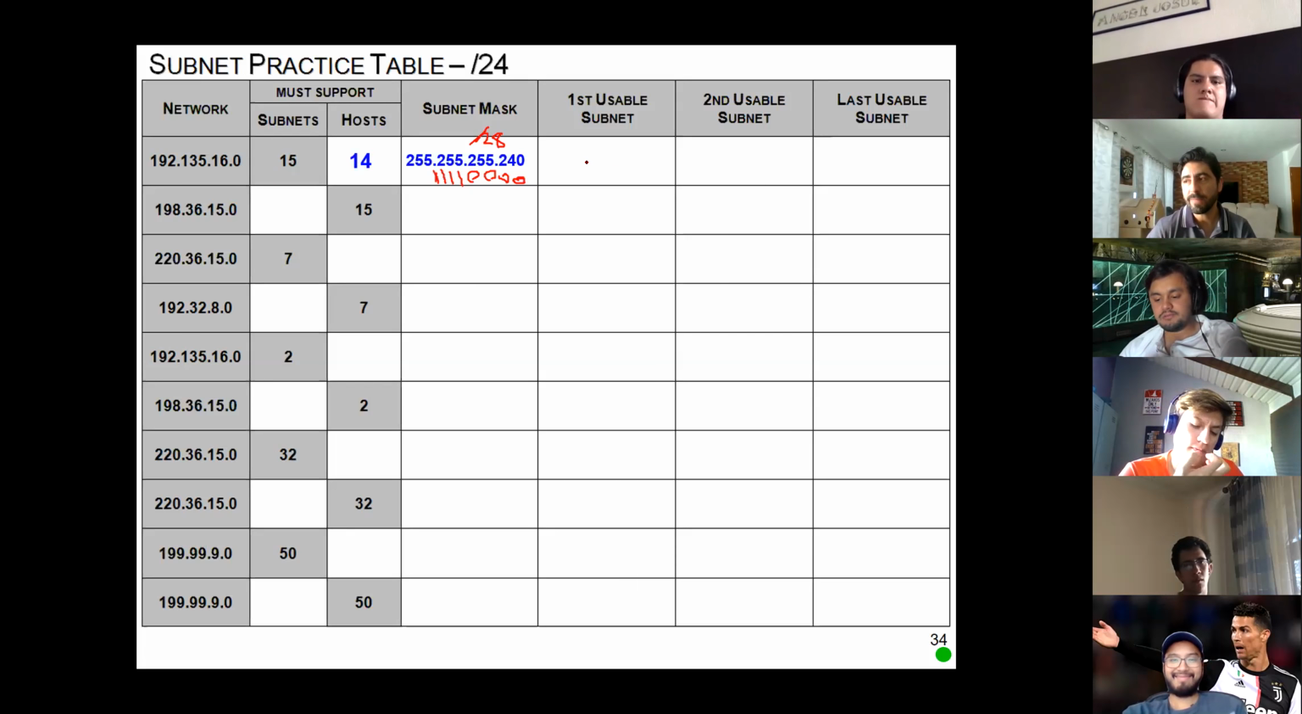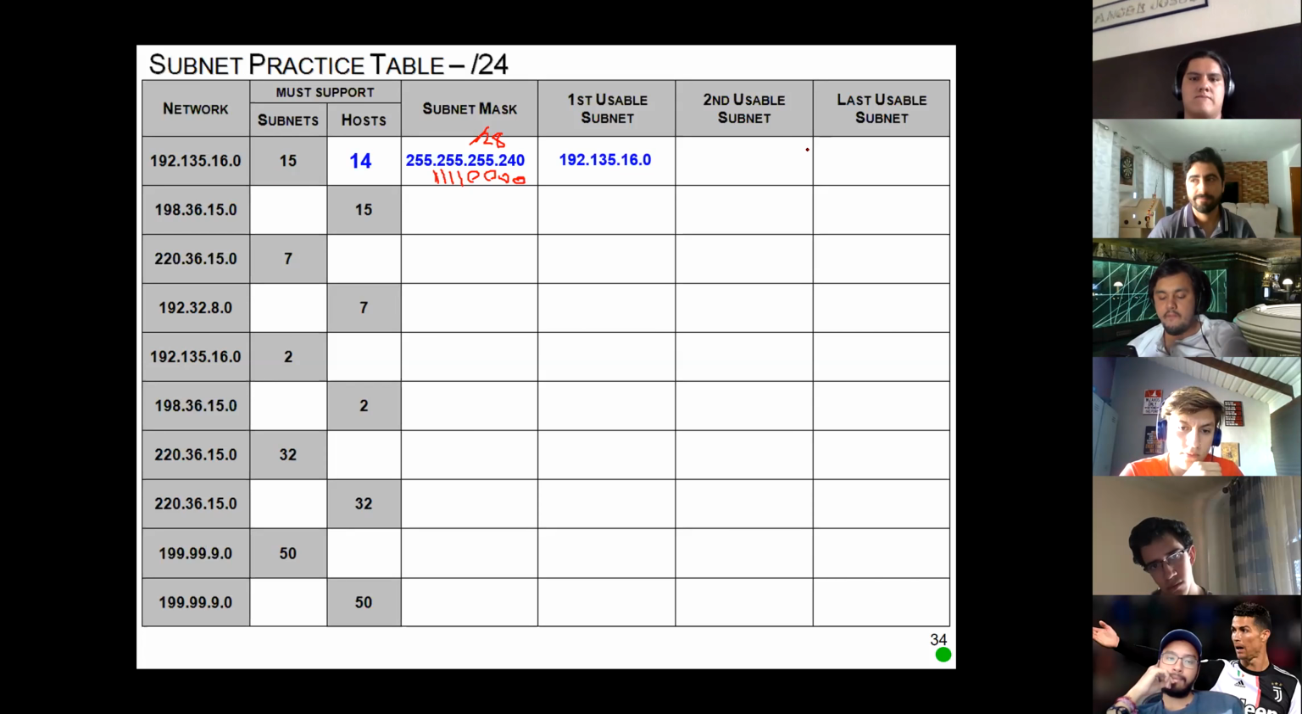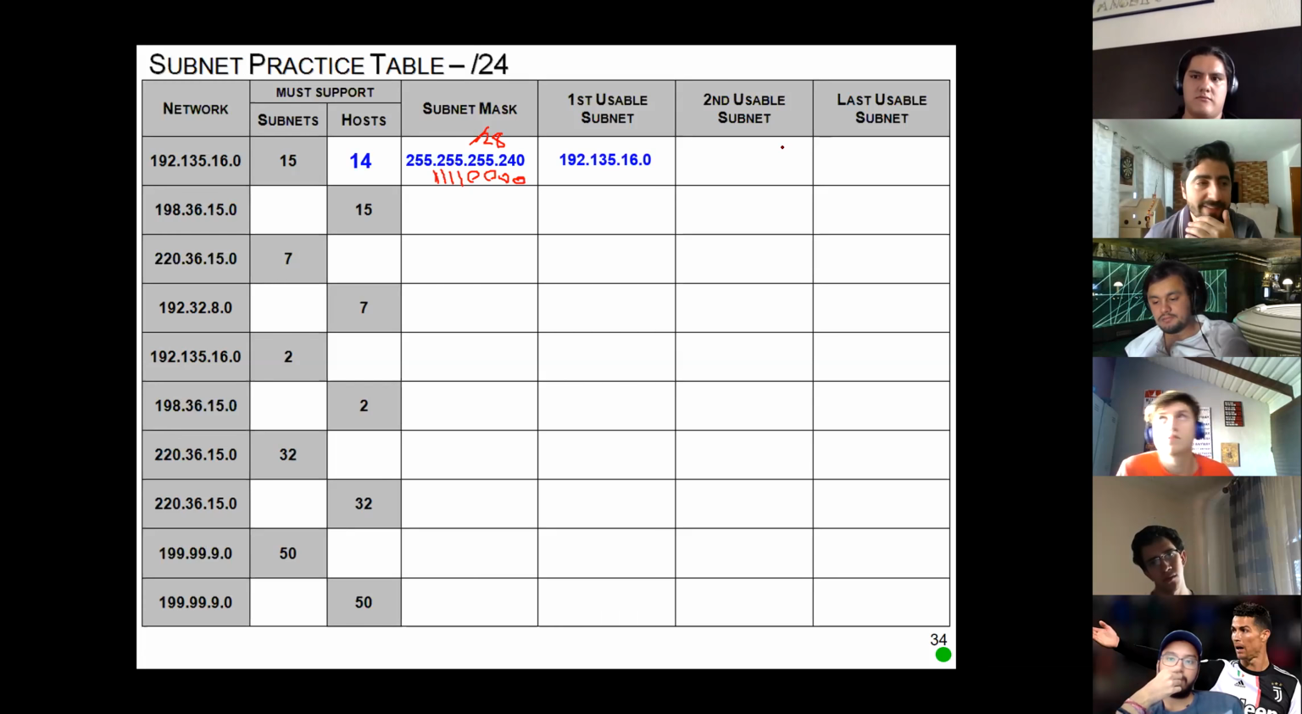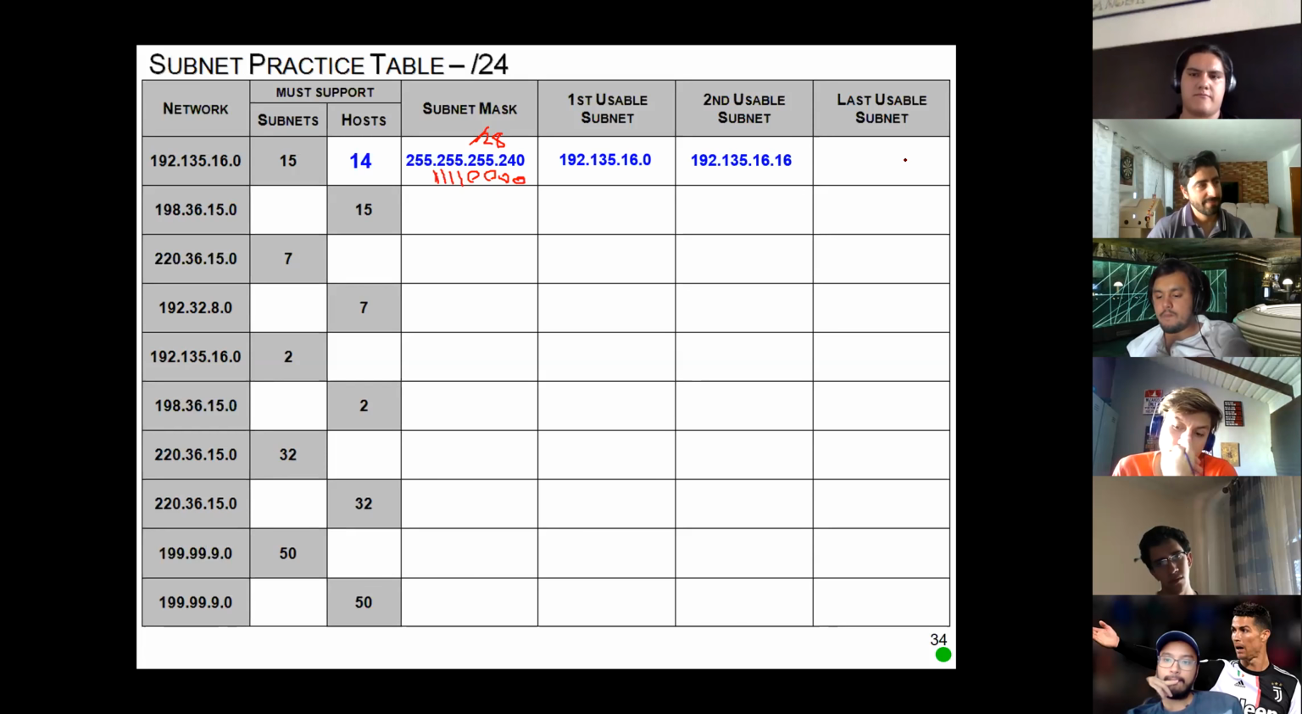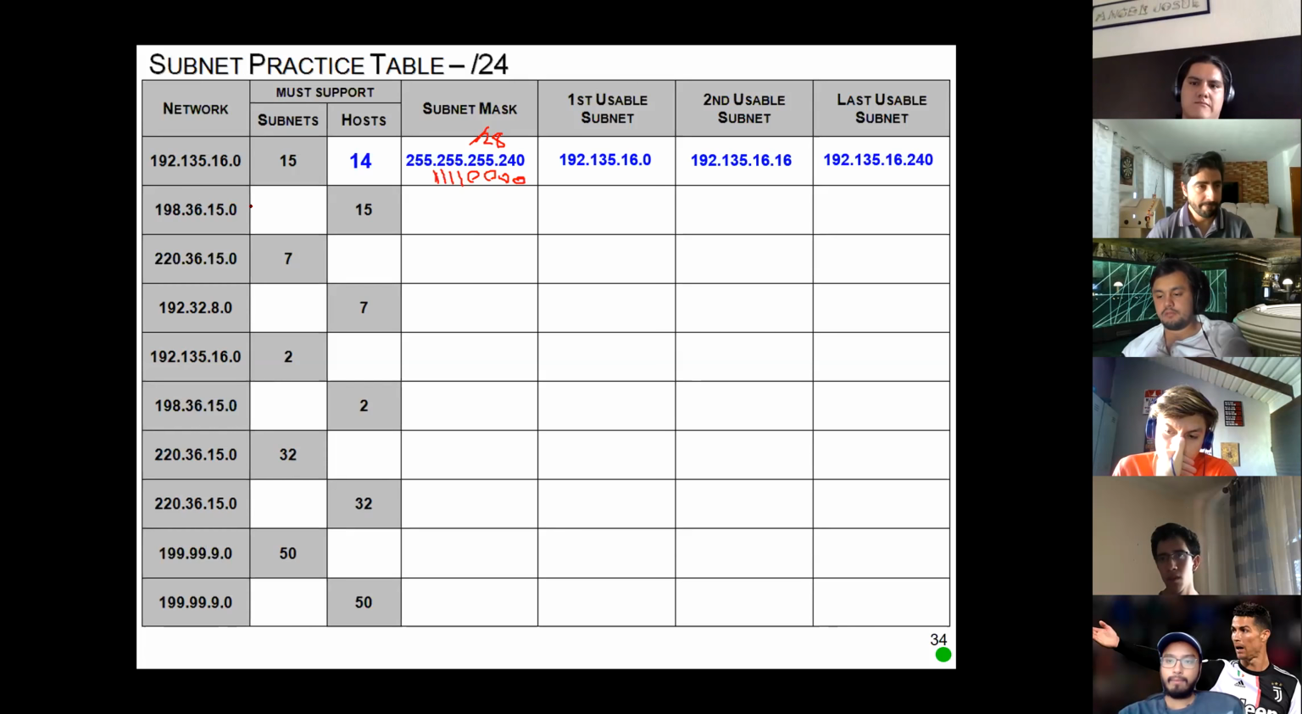Then the first usable subnet. The one that ends with 0. Exactly. Second usable subnet. The one that ends with 16. Exactly, this is the second one. And the last one would be the one that ends with 240. Exactly, 240. So you get the subnet mask, right? Okay, now this is a little bit more interesting.